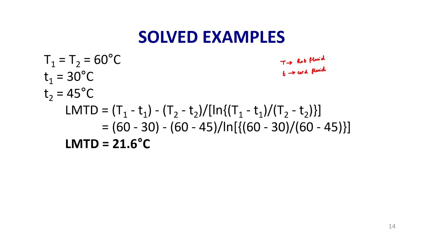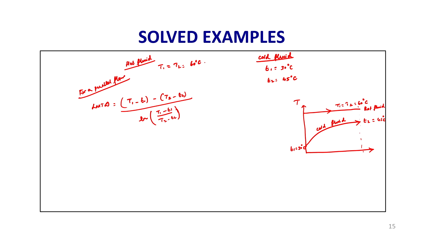If you substitute, all the temperatures are given. Of course, capital T1 is equal to capital T2, while small t1 and t2 are different. If you find LMTD, it comes to around 22 degree, or 21.6 degree centigrade to be more specific. The reason I am taking it as a parallel flow is because the direction of flow is the same. If it is opposite, we can use the formula for LMTD of a counter flow heat exchanger. So, this is a very simple numerical question.